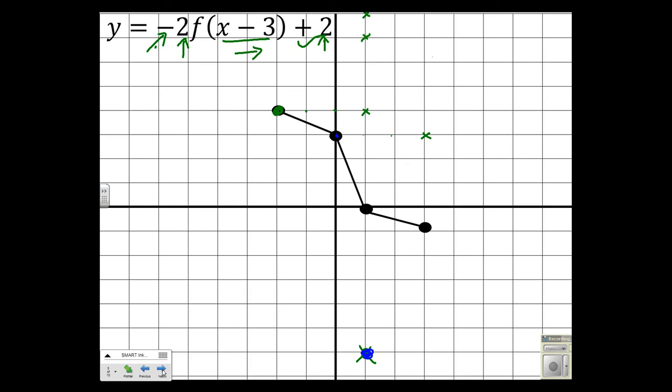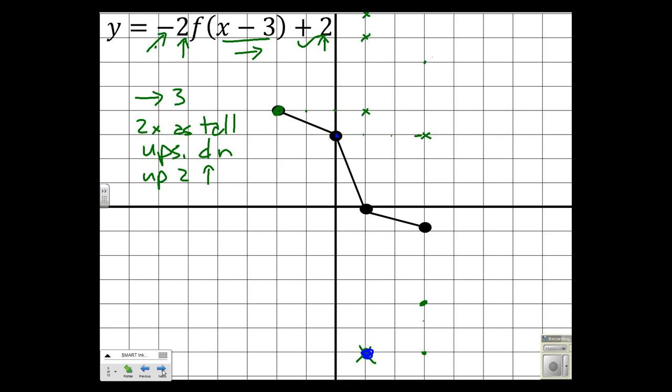I'm going to go to the right 3. 1, 2, 3. I'm going to go twice as tall from 3 up to 6. I'm going to go upside down. 1, 2, 3, 4, 5, 6. -6. And then I'm going to go up 2. 1, 2. Okay, so my list of instructions would be right 3, 2 times as tall, upside down, up 2. Okay, might not be a bad idea to list that out.